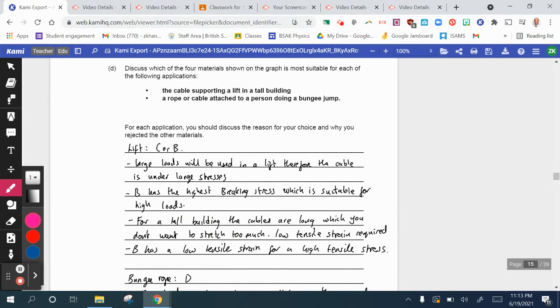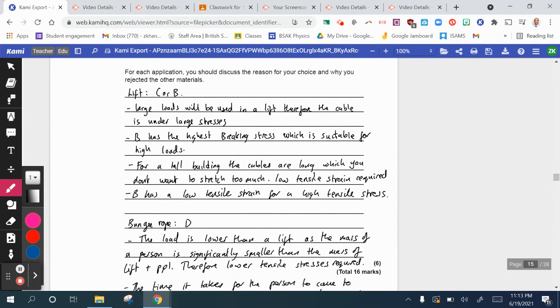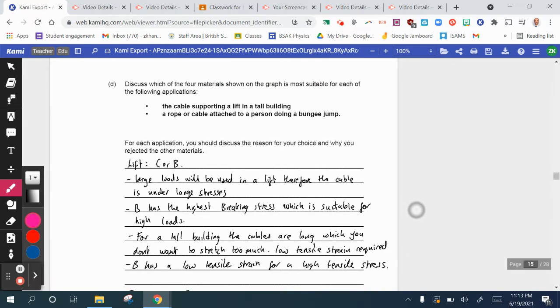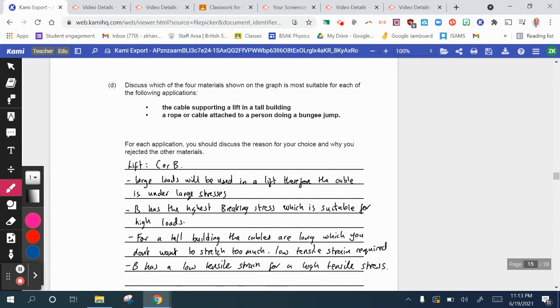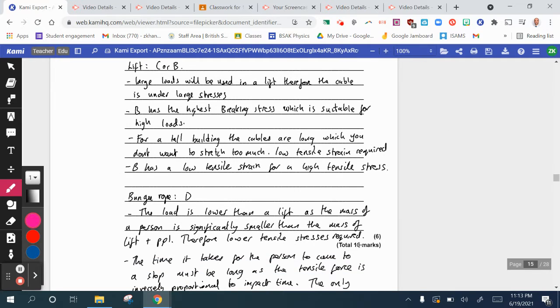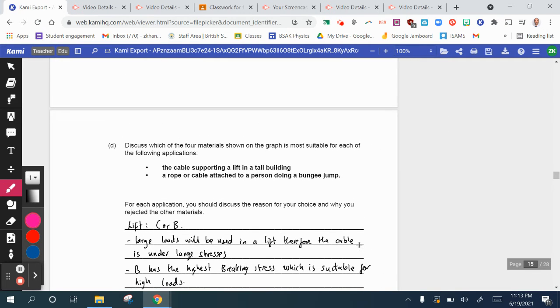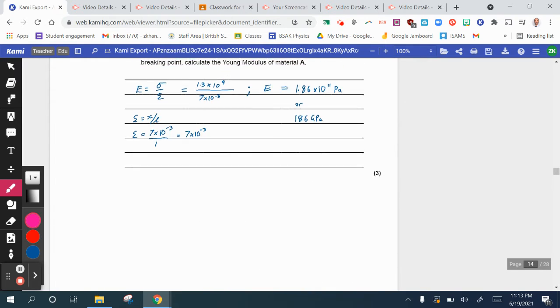The next part of this question is a 6 marker, and what we have to do is discuss which of the 4 materials shown in the graph is most suitable for the following applications. So a cable supporting a lift in a tall building, and a rope or cable attached to a person in a bungee jump. So let's split that 6 marks into 2: 3 marks for that, 3 marks for that. Okay, so let's have a look at the graph.